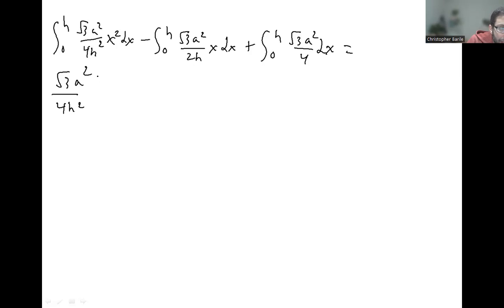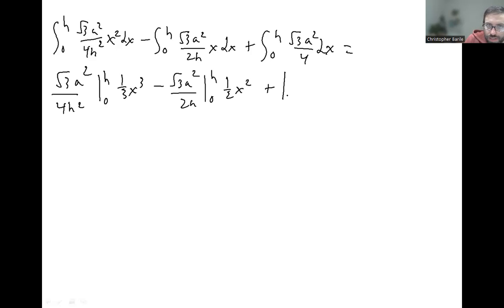Let's go ahead and now actually integrate. I'll use the straight line notation. The integral of x squared dx, of course, is 1/3 x cubed, since the derivative of 1/3 x cubed is x squared. Then we have a minus sign, and we'll pull out that constant, root 3 a squared over 2h, with line notation from 0 to h. The integral of x is, of course, 1/2 x squared. And then our last part, again with a constant pulled out, is just the integral of dx, which is x.